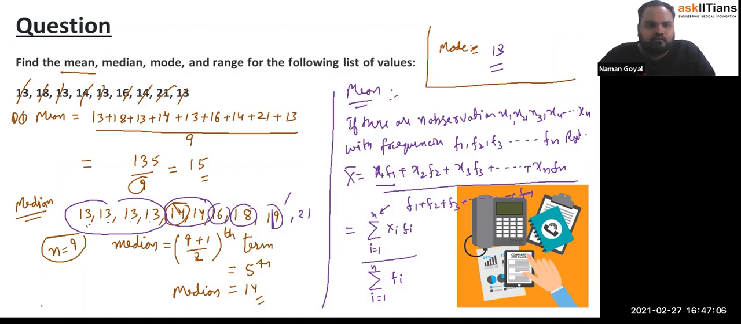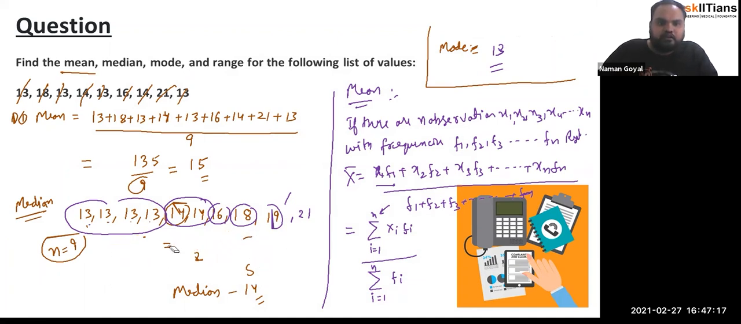Now let me do it again. Okay, I just made a mistake. I just forgot to take 21, so I have to remove this and draw this again. 21 was left out by mistake, no problem, we can do it again. Okay, no problem.